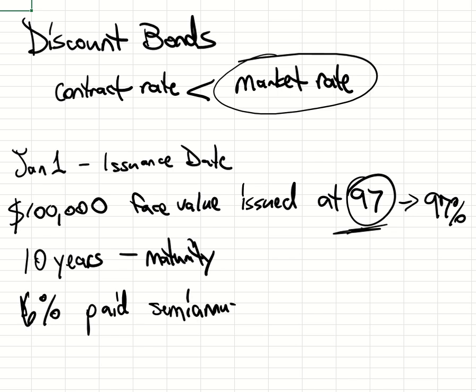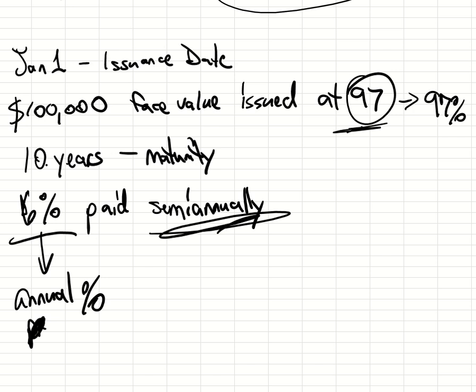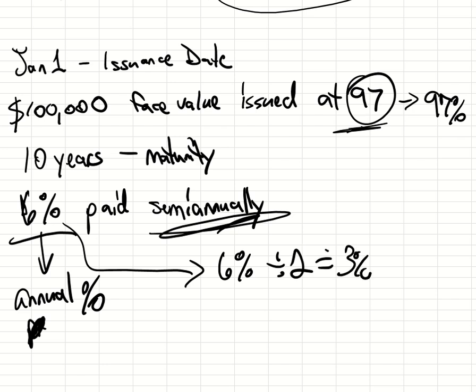Semi-annually. Okay, one thing to note here: the percentage is displayed on the bond on an annual basis. Annual percentage. That's what I'm going to put on here. But this 6% is paid semi-annually, which means that you're going to have to break this down by 2. So take the 6% divided by 2. That's going to give you 3%.